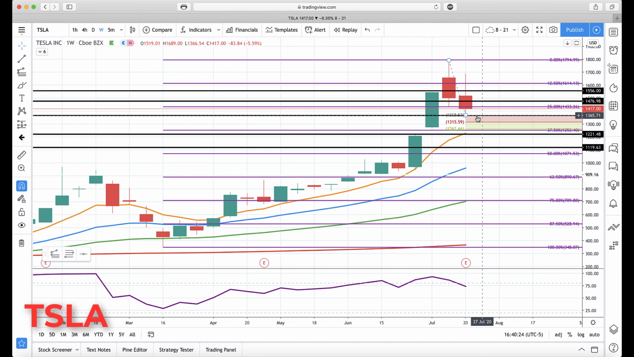So that's what we're keeping an eye on for next week, finally out of the overbought condition on the weekly.